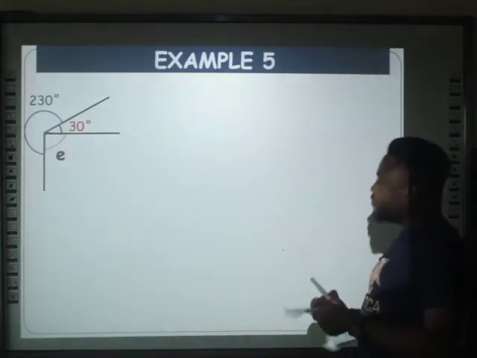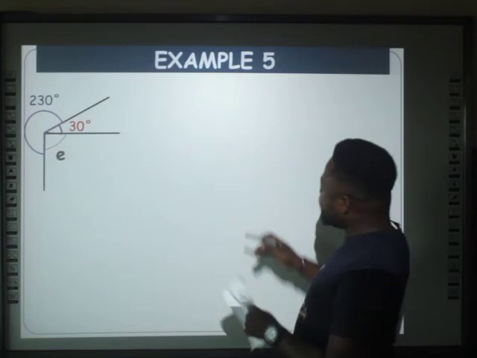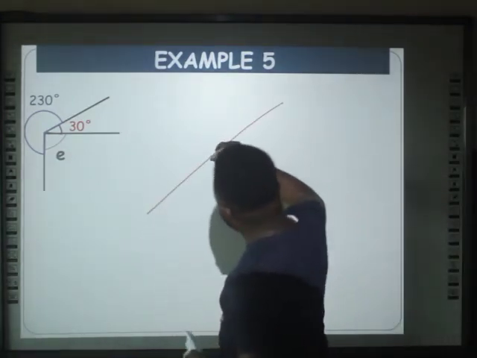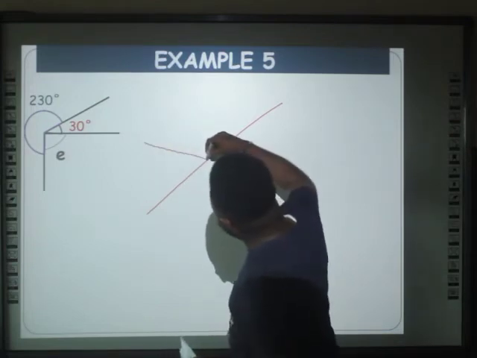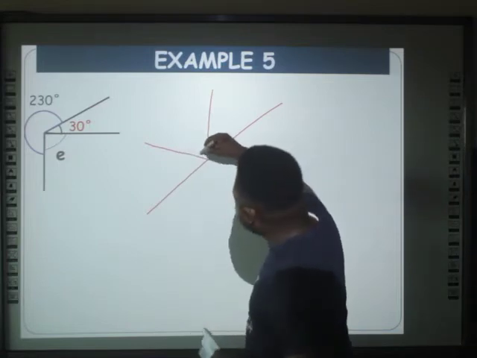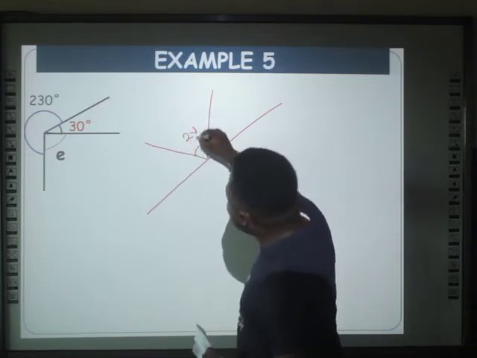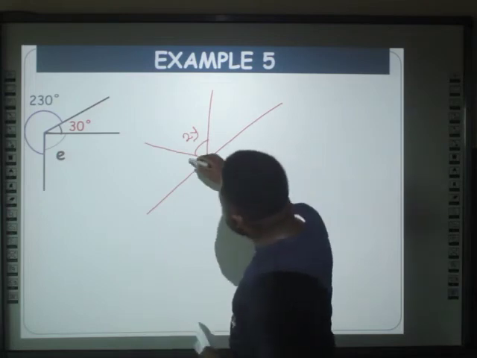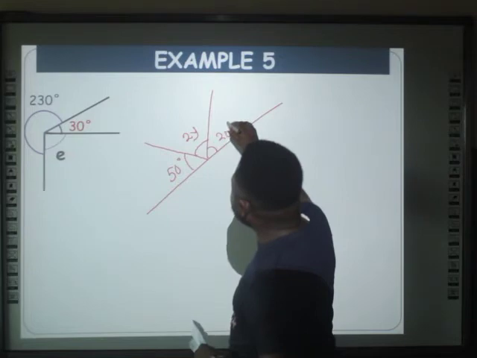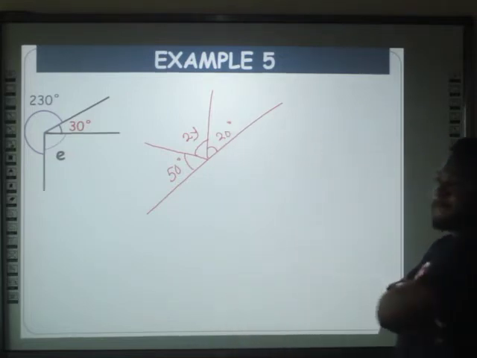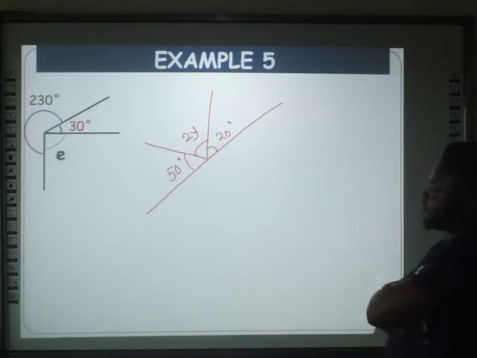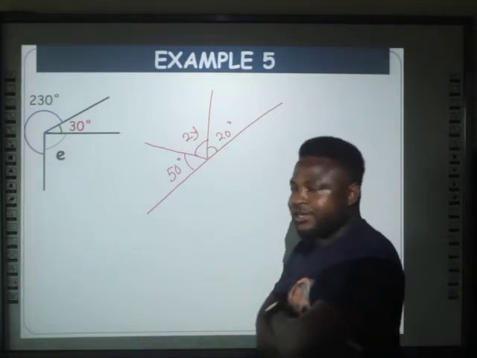Now we have another question. Let's assume you have a straight line. This one is going this way. This one is going this way. The angle here is 2y. The angle here is 50 degrees, while this is 20 degrees. If you can try this, pause the video and give it a try.